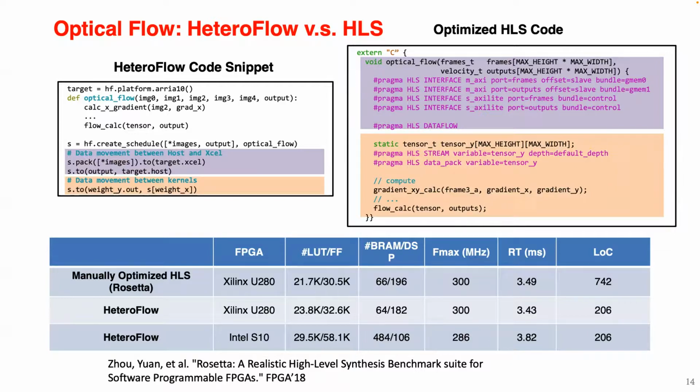Here's the result. By using HeteroFlow, we can use much fewer lines of code to achieve similar and even slightly better performance compared with the manually optimized HLS code from Rosetta benchmark. More importantly, the same HeteroFlow code can be retargeted across different FPGA platforms with minimal effort. Here, we retarget the HeteroFlow code to Xilinx U280 and also Intel Stratix 10 FPGAs with only a single line change of code. The same program can be targeted to different FPGAs and give you similar performance.